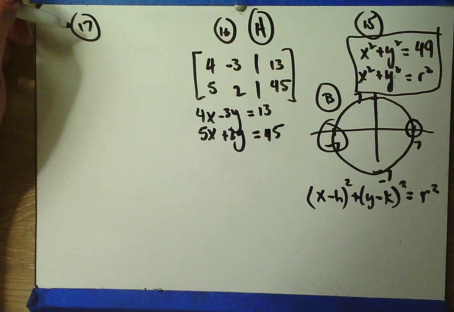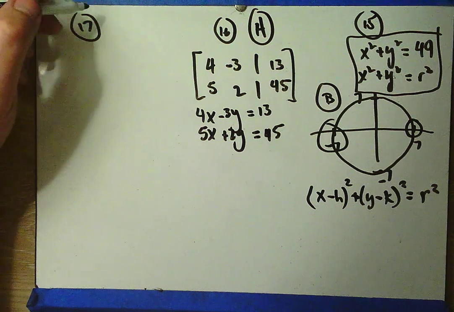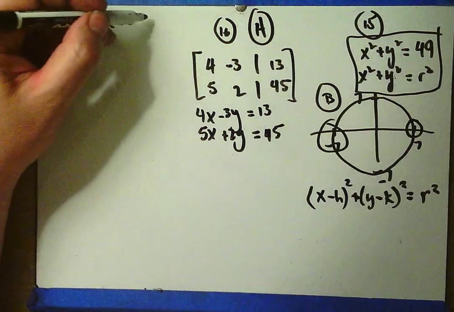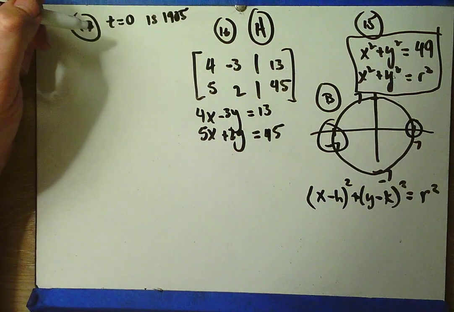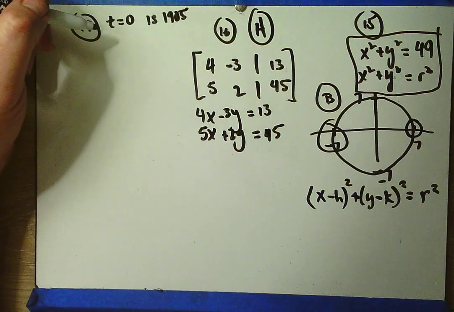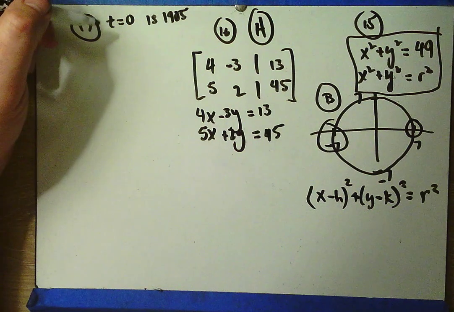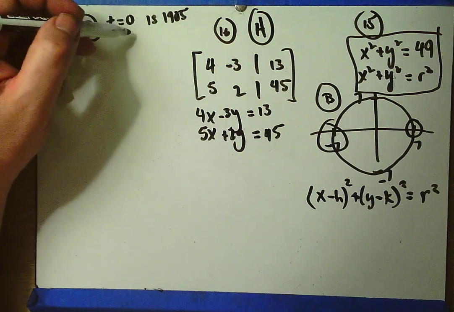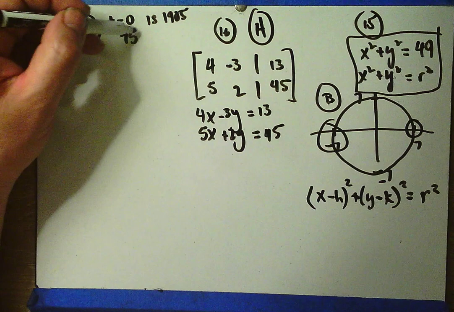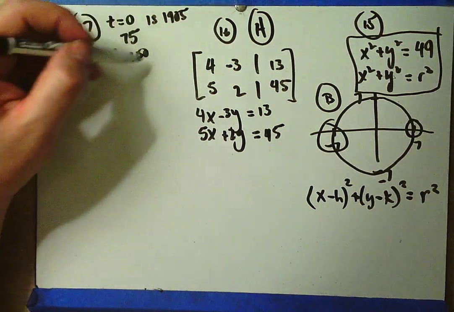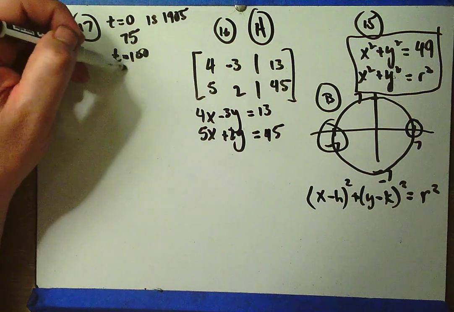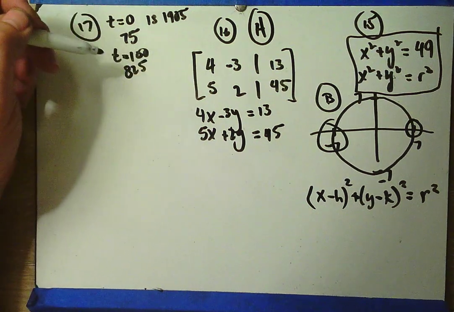In 1905, the distance between the edge of the lake and the marker was 75 meters. Okay, I'm going to say time equal to 0 is 1905. In 2005, the distance between the edge of the lake and the marker was now 825. Wow, that really changed. So t equals 100 years later. The distance is 825.